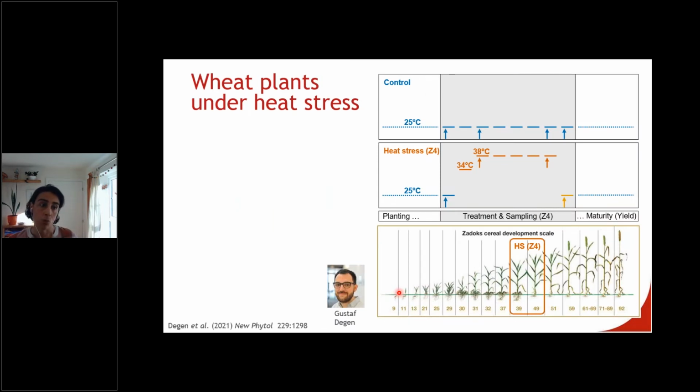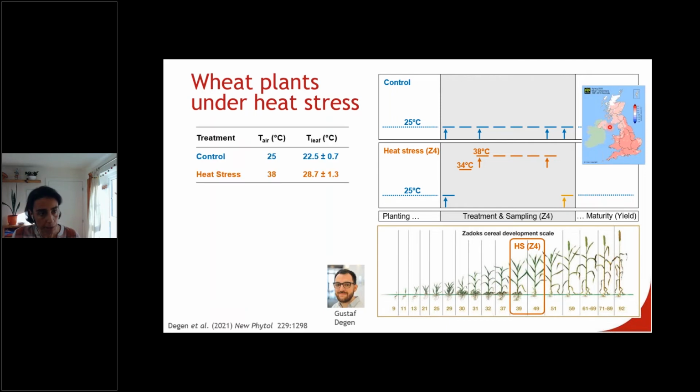So when plants experience heat stress, does the abundance of this particular protein increase? And so he grew plants of wheat at control conditions, and then at the booting stage exposed them to a heat wave. And this is relevant because it's the growth stage at which plants in the UK are at in spring, and we are seeing an increased rate or frequency of heat waves in the UK in the spring.